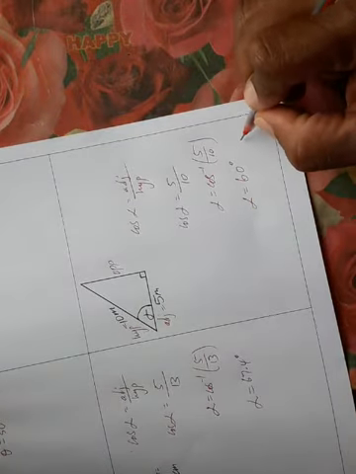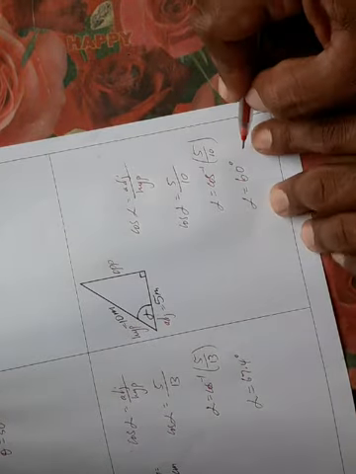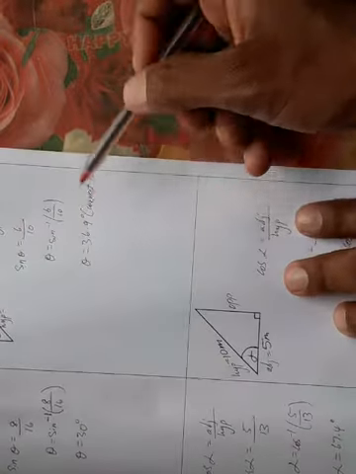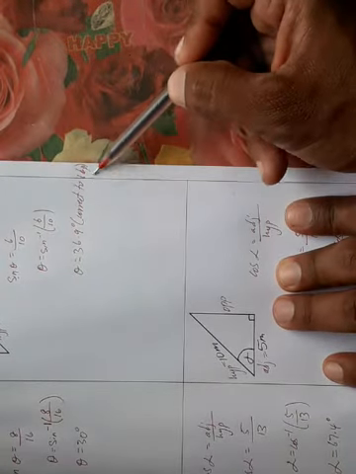So no need to put in bracket that we write it to the nearest. You only need to write in bracket whenever we are rounding off.